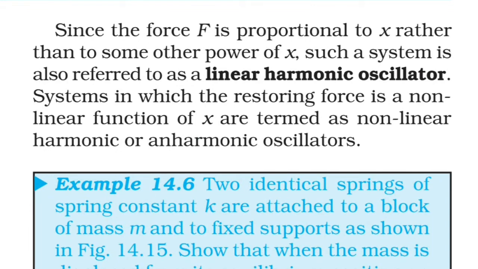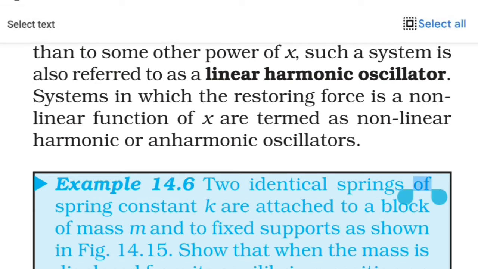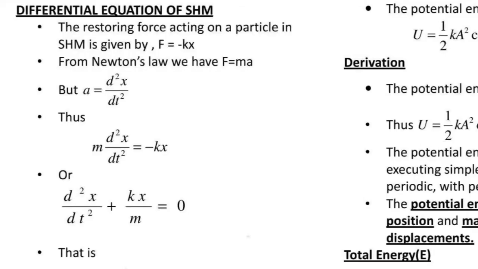Such oscillating systems in which the force is directly proportional to x, the displacement, are referred to as linear harmonic oscillators. And systems in which the restoring force is a nonlinear function of x are termed nonlinear harmonic or anharmonic oscillators. So just note those two terms, linear harmonic oscillator and anharmonic oscillator.